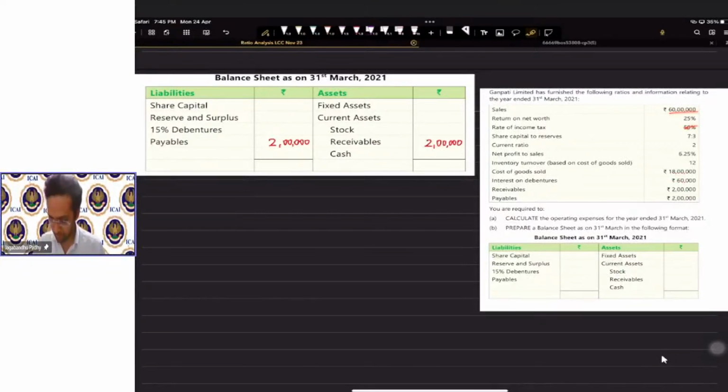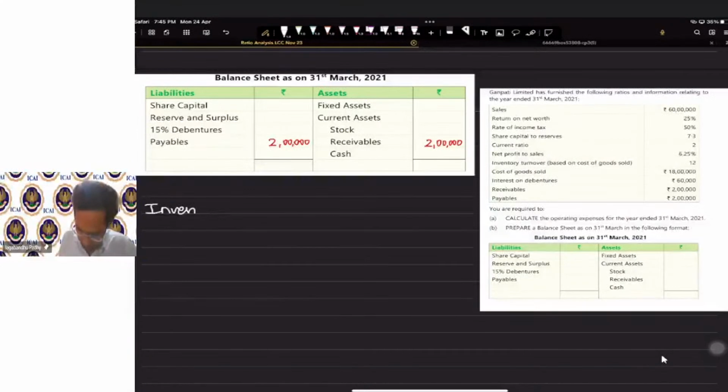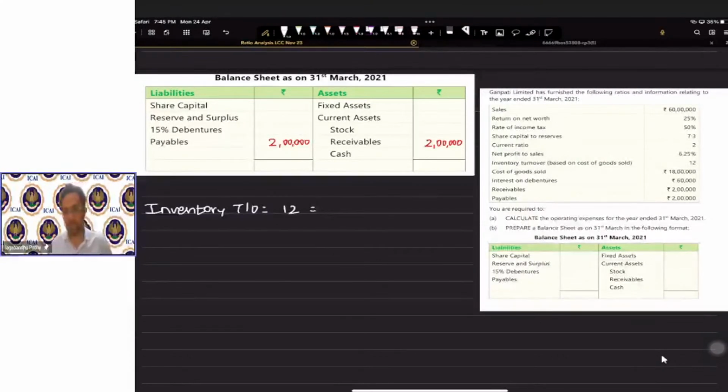The rate of income tax is given, net profit to sales is also given. So a lot of things are given. Let's try to just work around certain things. Like first up, let's use this ratio of inventory turnover. Inventory turnover is given as 12, which is based on COGS, guys. So inventory turnover is based on COGS.